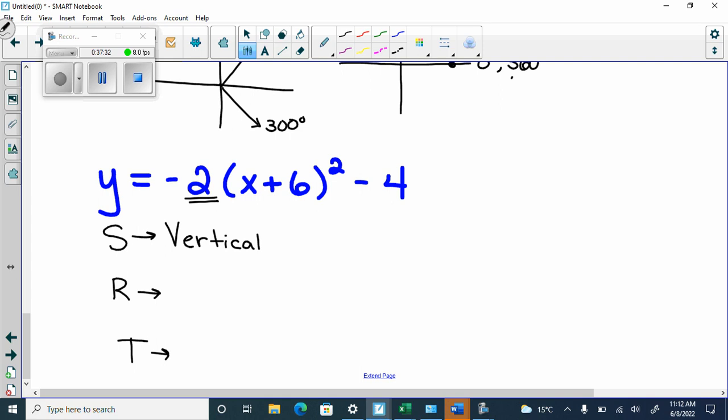So it actually reflects in what axis? If it's up here, and now it's down here. If it's down here, it's now up here. What axis am I reflecting over? The x-axis. So this is a reflection. I'm just going to write this now anyways. It's a reflection in the x-axis.